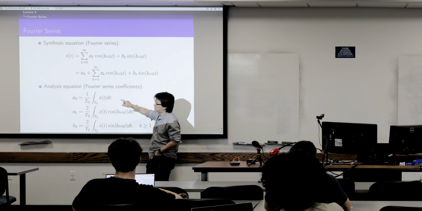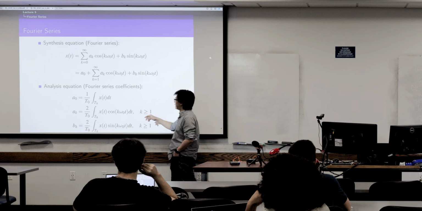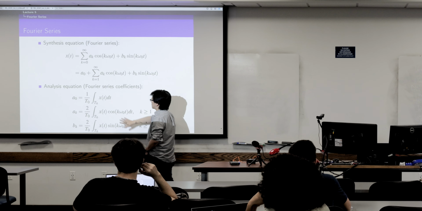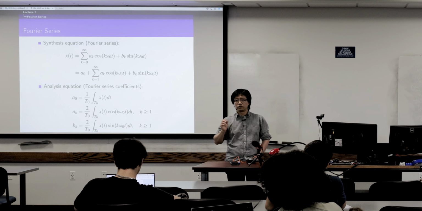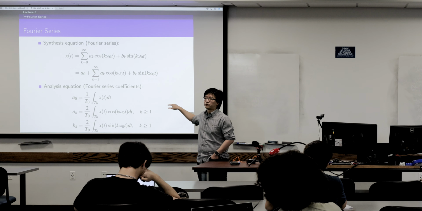The formulas to compute all the coefficients, a naught, a_k, b_k, are called the analysis equation. The analysis equation tells you, for each frequency component, how big it is, because a_k is in front of the cosine and b_k is in front of the sine. So those are the Fourier series for a real signal. You have seen that before.